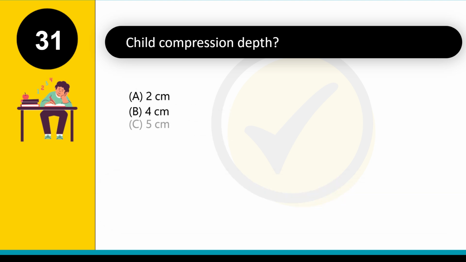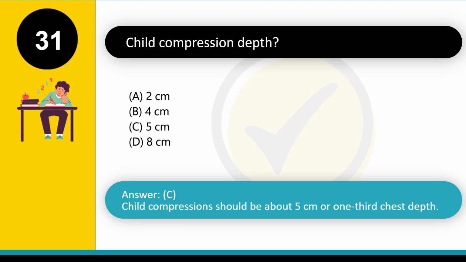Child compression depth? A. 2 centimeters. B. 4 centimeters. C. 5 centimeters. D. 8 centimeters. Answer, C. Child compression should be about 5 centimeters or 1/3 chest depth.